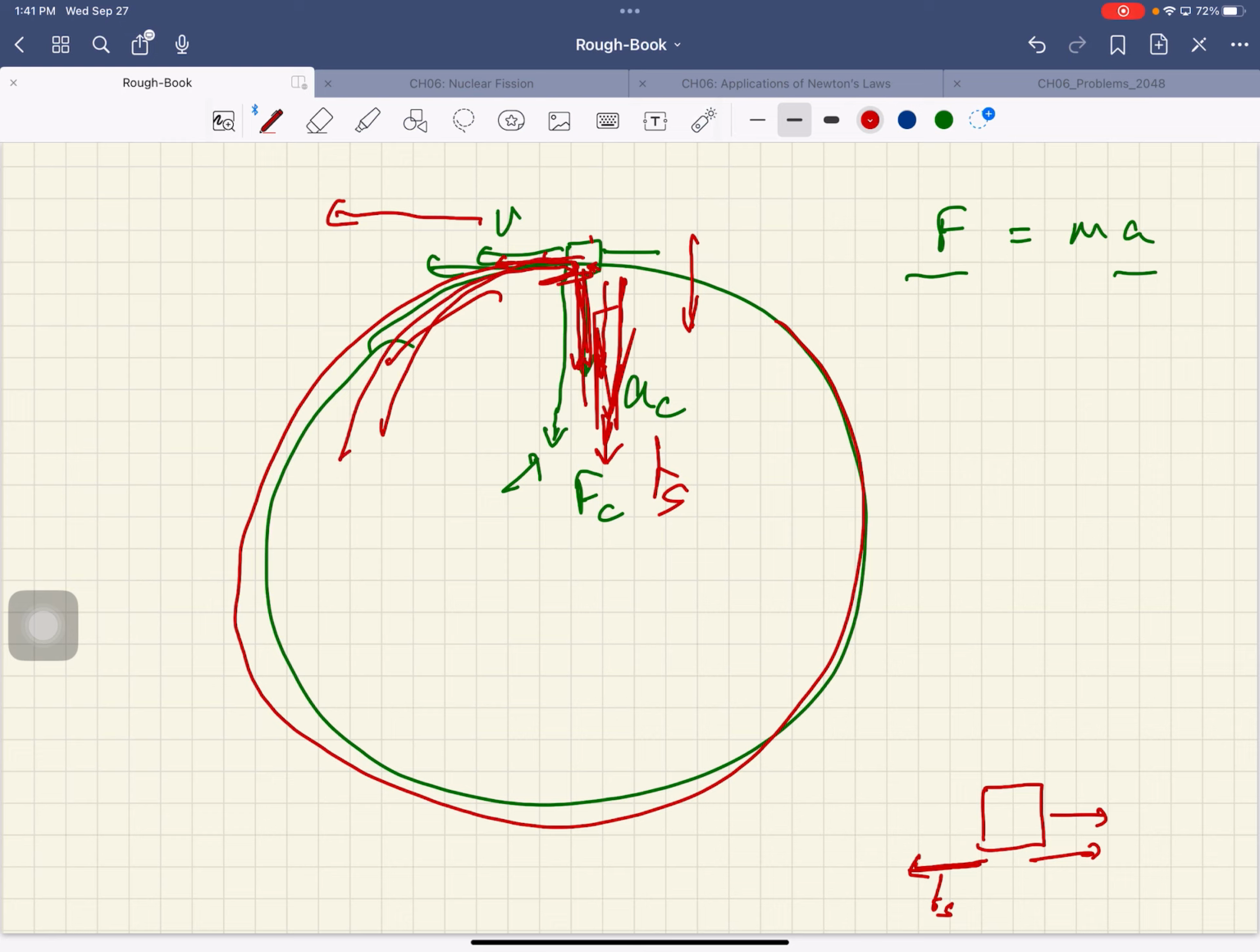So think of a ball attached to a string and you're whirling it around. You're pulling to the center. And the only thing that can pull it in this direction is the tires sticking to the road.